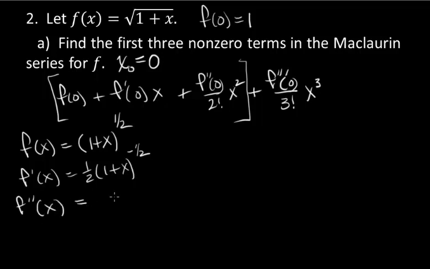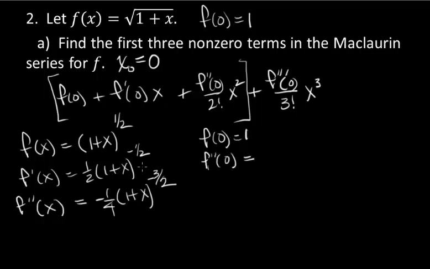f double prime of x is equal to minus 1/4 times 1 plus x to the minus 3/2. We're going to need the third derivative on the next part of the problem, but I'll wait and take it then. This is all we need for now. We see f of 0 is 1. f prime of 0 is 1/2, since 1 to any power is 1, and f double prime of 0 is equal to minus 1/4.